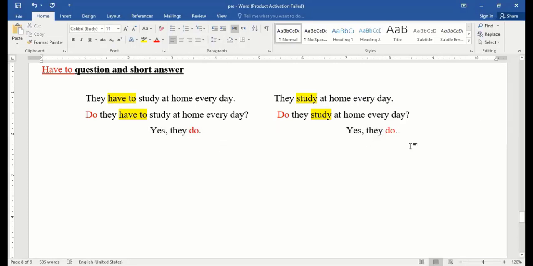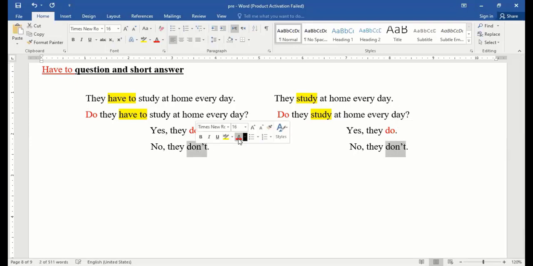Okay, what about the negative? No, they don't. The same. Yeah, no, they don't. And again, we have here don't. So, have to is the same as a verb. You deal with have to the same as a verb, okay?